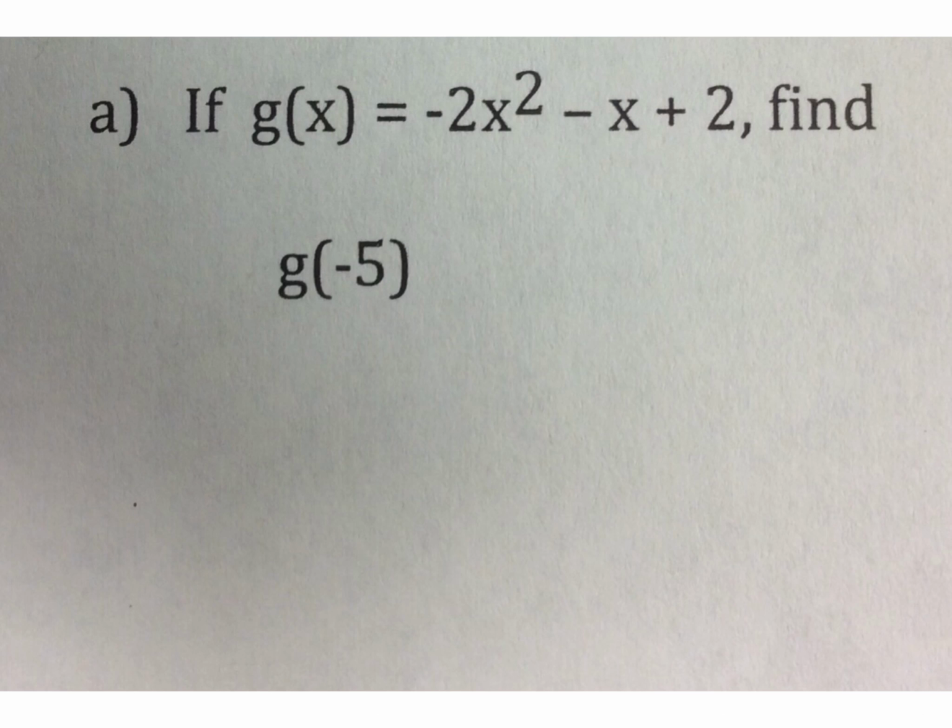This is number 3. It says find the value of the function for each input. So if I put -5 into this equation, what do you get coming out? So let's look. We have -2 times -5 squared minus -5 plus 2. So let's start with our parentheses and our exponent. -5 squared is positive 25. 25 times -2 is -50.